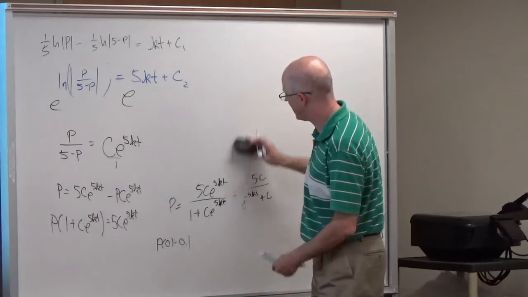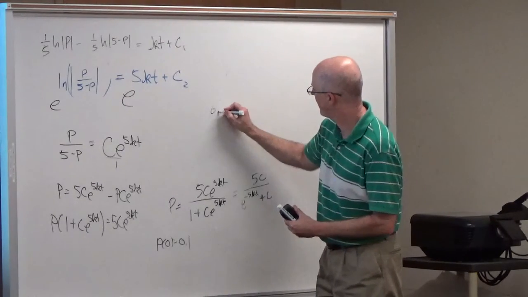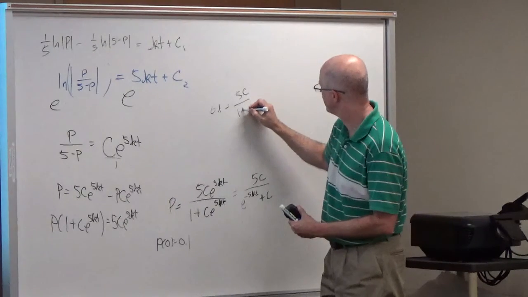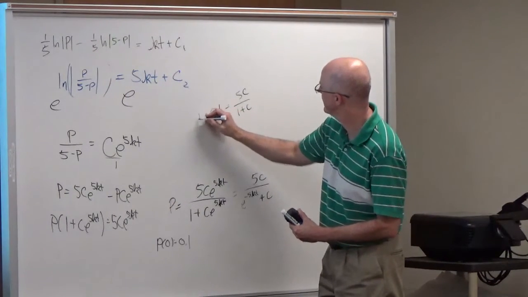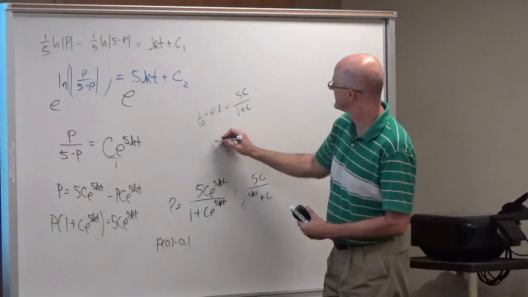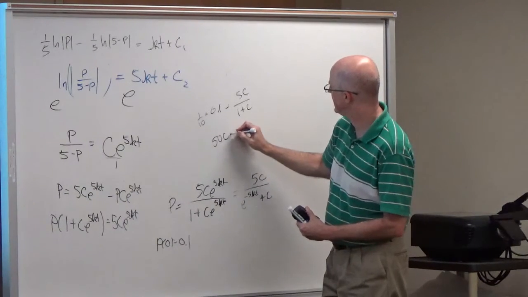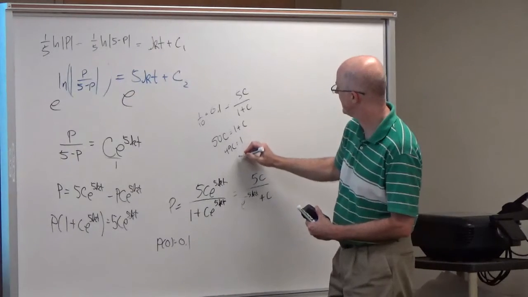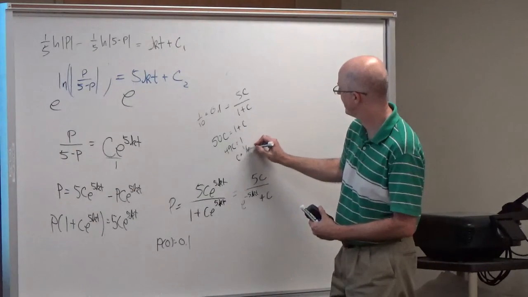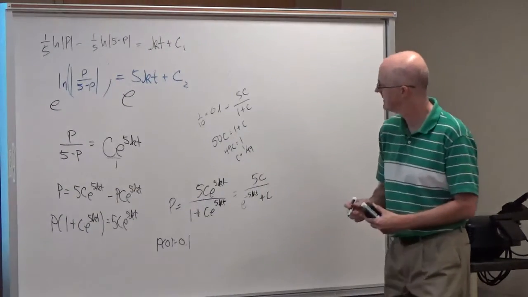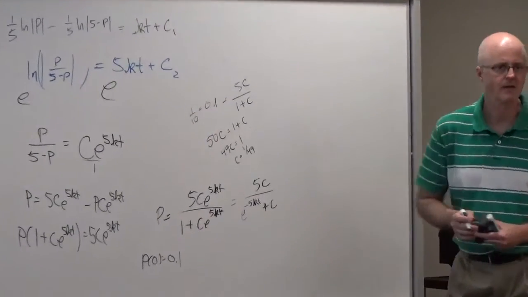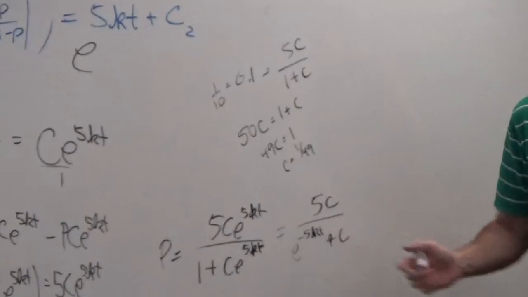E to the 0 is 1, so I would get 0.1 equals 5c over 1 plus c. This is 1/10. This is equivalent to 50c equals 1 plus c, so 49c equals 1. It looks like c is 1/49. Does that look good to people? And then I could plug that in for c.